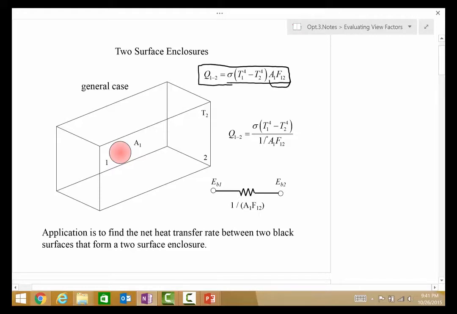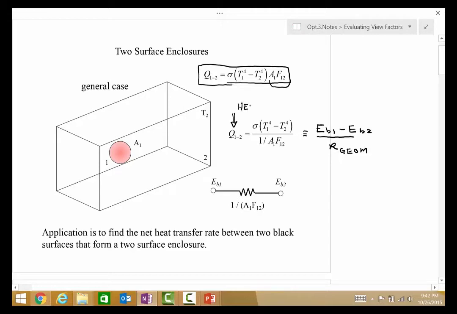And so remember that a resistance typically is the inverse proportionality between some potential difference. In this case, the potential difference is between the emissive powers, the black body emissive powers, EB1 minus EB2, over this resistance. And I'm going to call this a geometric resistance because the view factor is a geometric effect. And that quotient is then equal to the heat transfer rate.